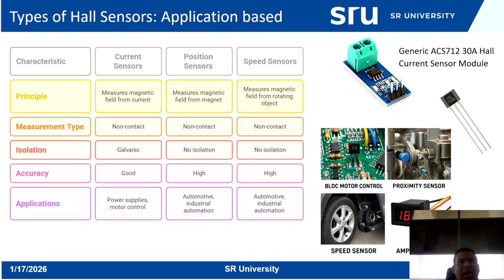Then another third application-based Hall sensor is Hall effect speed sensors. So it converts a rotating magnetic field into pulses. That is the function of this speed sensor. What is the application? Mainly it is used in ABS wheel speed sensor, then to control the speed of fan, then tachometers, then engine crankshaft or camshaft sensing. These are the application-based sensors.